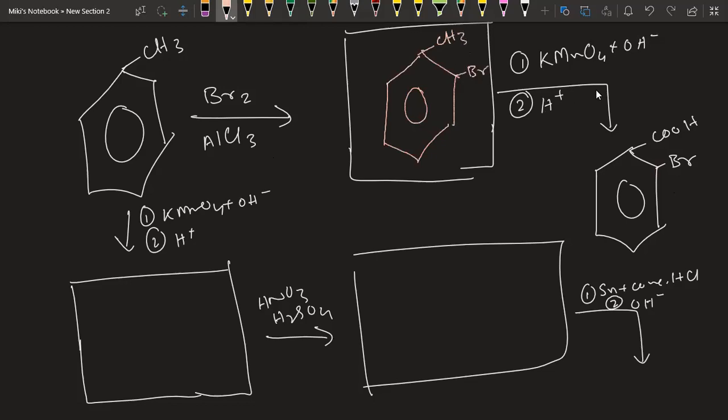And see over here what we have. We have KMnO4, then OH minus, then H plus. That means here we have an oxidation reaction. Remember, OH minus means alkaline oxidation. So first the salt of the carboxylic acid is formed, then H plus is added. That means the carboxylic acid is regenerated. So this is our product.